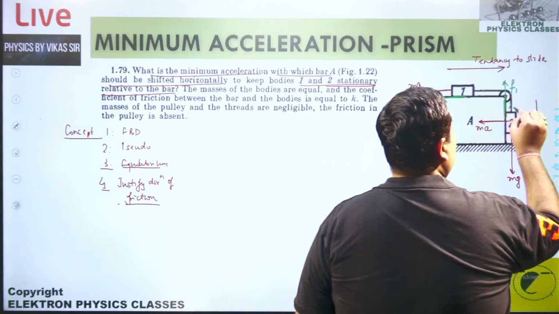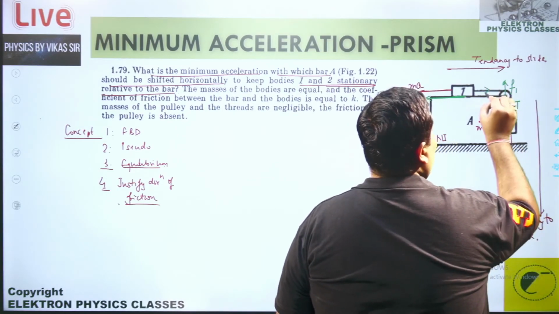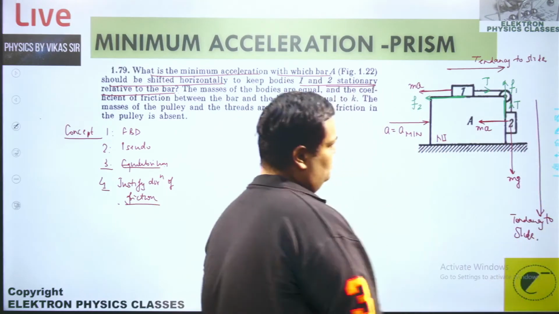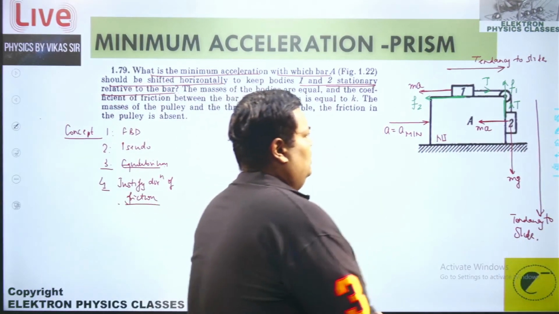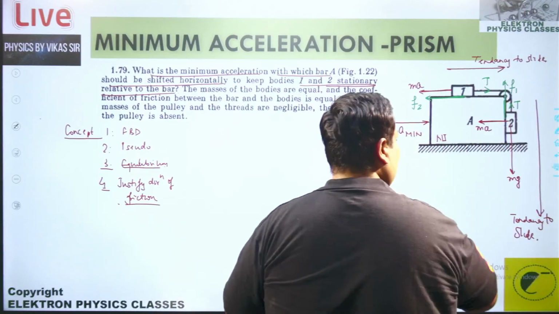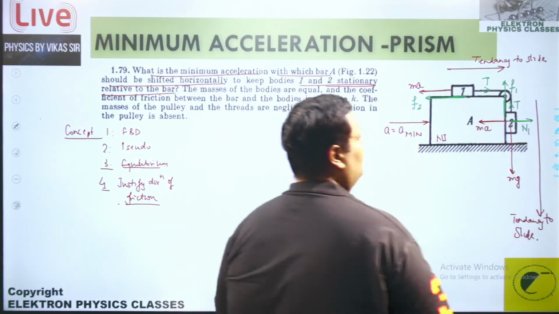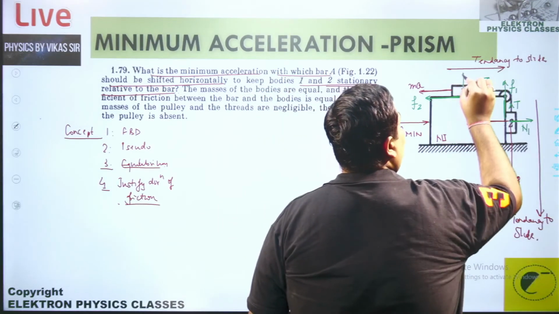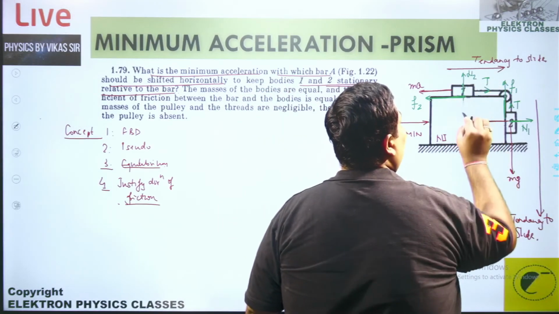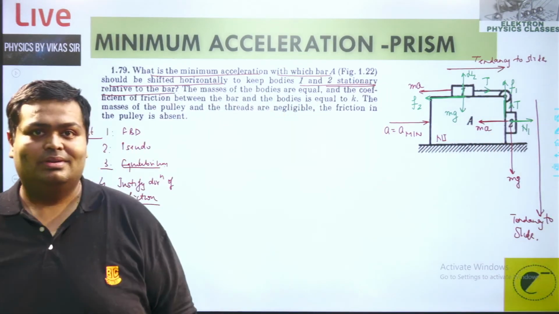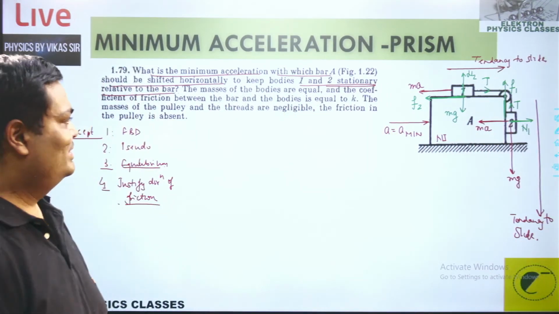There is a tension force in the string here. There is a tension force in the string here. The tension remains the same because the pulley and the threads are ideal. The pseudo force compresses it, so it generates a normal reaction, that is N1 over here. There is a normal reaction N2 over here, which is basically balancing the weight over here. Too many forces.